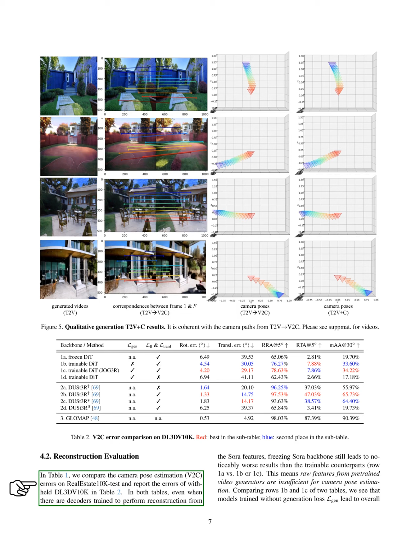In our reconstruction evaluation, we compare camera pose estimation errors on the Real Estate 10K test set and report errors for the withheld DL3DV10K. Our findings indicate that even when using decoders trained for reconstruction, freezing the Sora backbone results in poorer outcomes compared to trainable models. This suggests that raw features from pre-trained video generators are not sufficient for accurate camera pose estimation.